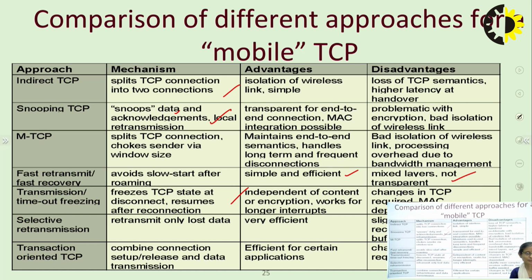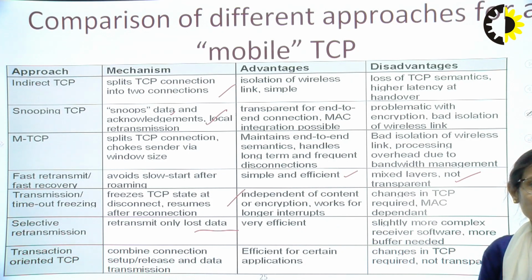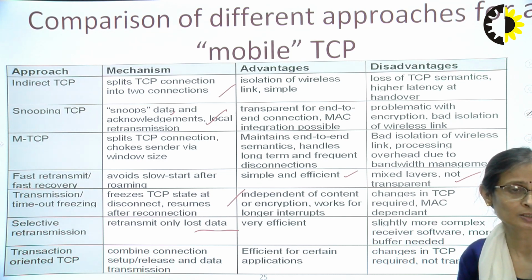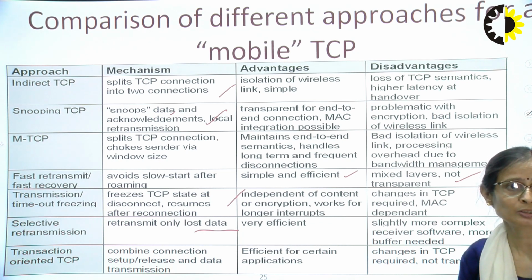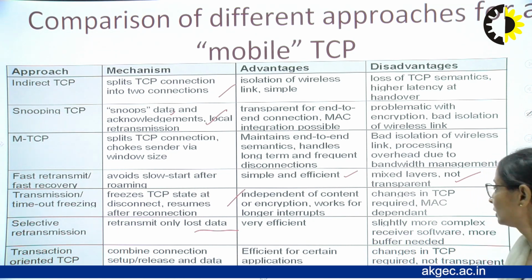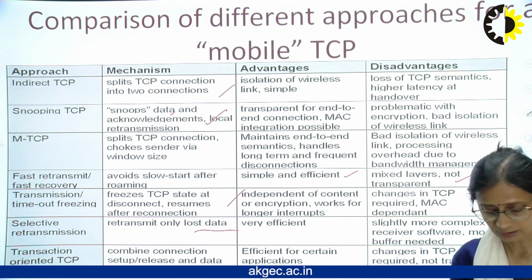In the case of selective retransmission, it retransmits only the lost data, and that is why it is very efficient, but the disadvantage is that more complex receiver software is required and more buffer is needed. Whereas in the case of the last approach, transaction-oriented TCP, it combines connection setup, release and data transmission into 2 packets. It is efficient for certain applications, but changes in TCP are required and it is also not transparent in nature.